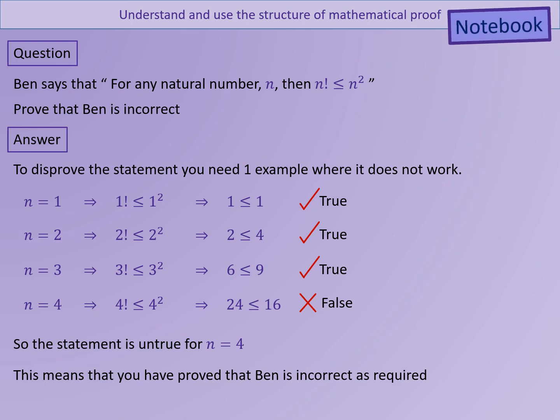And so to conclude with our disproof, we would say that we have proved that Ben is incorrect as required. So there's an example of disproof by counterexample, finding one example where the rule does not work. And they're the 3 ideas that we would learn for year 1 proof.